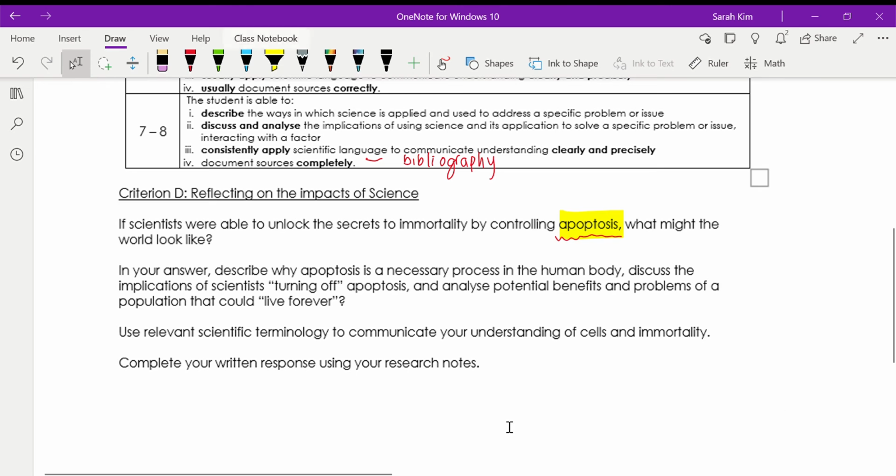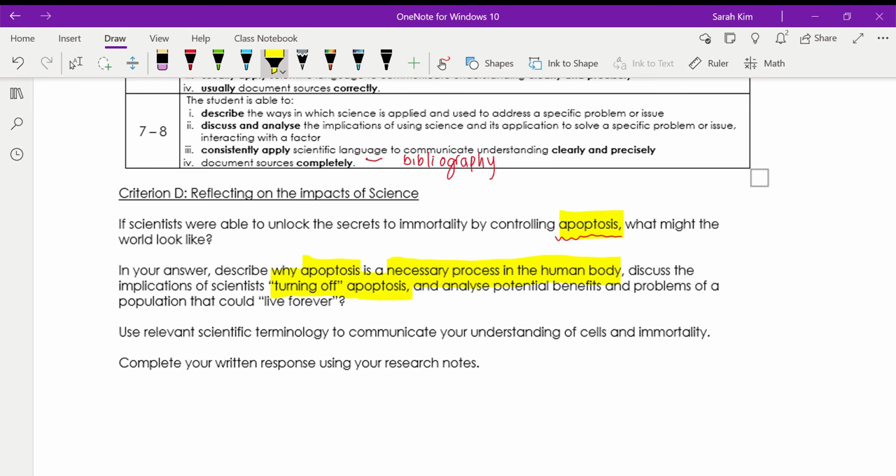In your answer, describe what apoptosis is, so you've got to actually discuss what it is, and why it is a necessary process in the human body. So why do we need apoptosis in a human body? So you'll have to talk about why it's important, what it's there for, and so on. Discuss the implication of scientists turning off apoptosis. What do you reckon will happen if, let's say, we turn off that process of apoptosis? So you'll have to talk about that in a paragraph, or a couple of sentences.